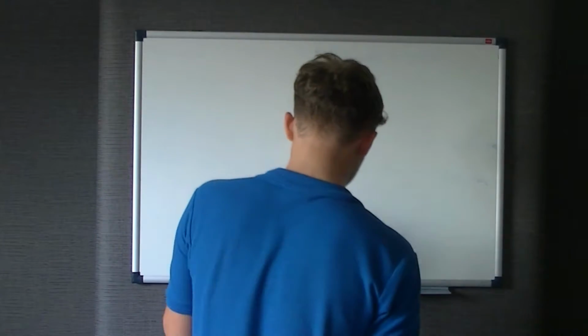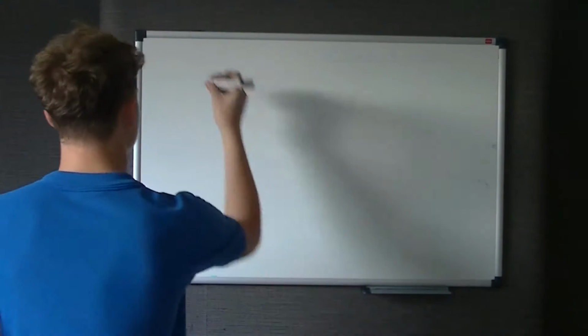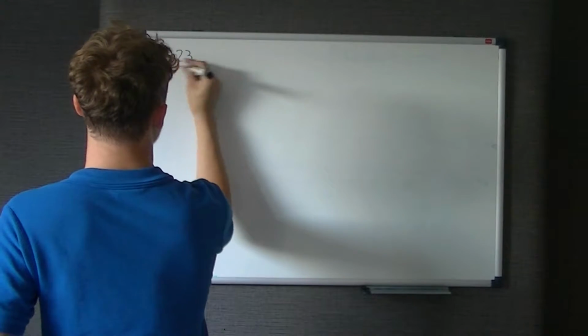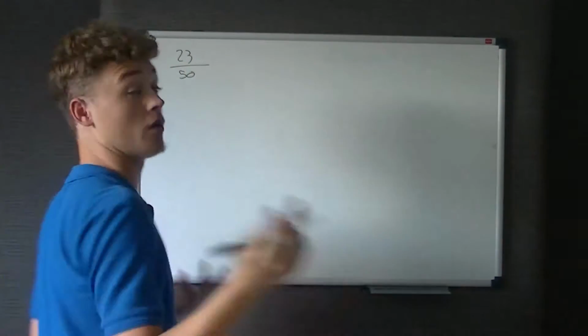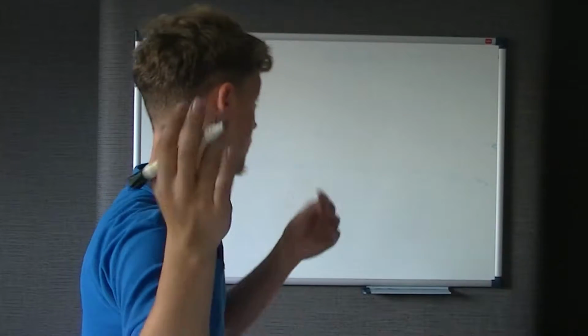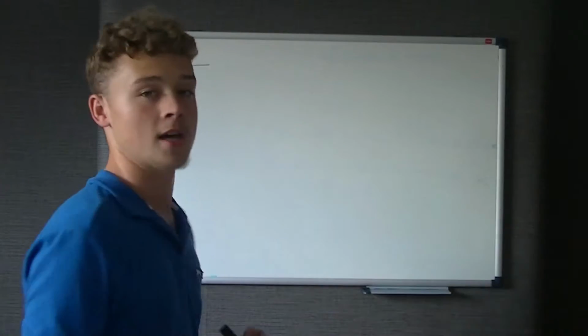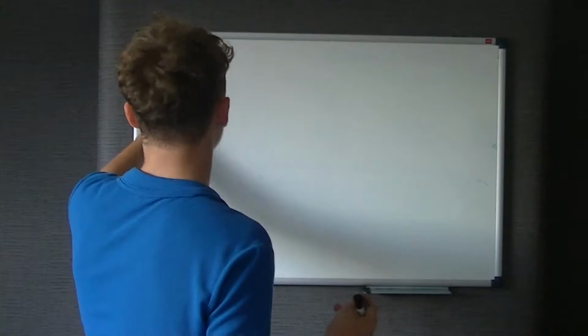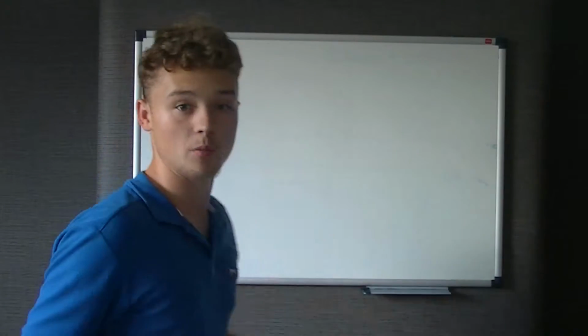Okay, so algebraic fractions. What are algebraic fractions? Well, same as a normal fraction, so I'll give you one here. So 23 over 50. You might know what that is if you type it into your calculator, but that is a fraction. Now an algebraic fraction is exactly what it says. It's a fraction, but with your x's and your a's and your y's in there.